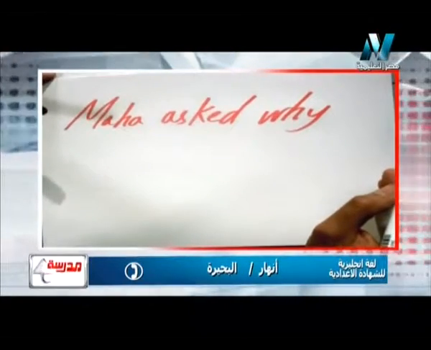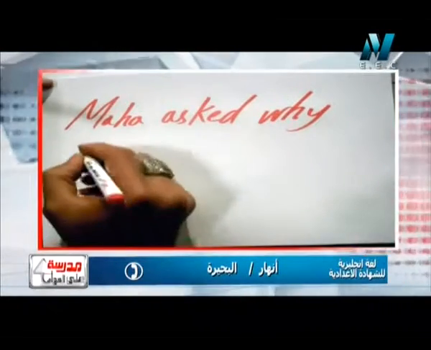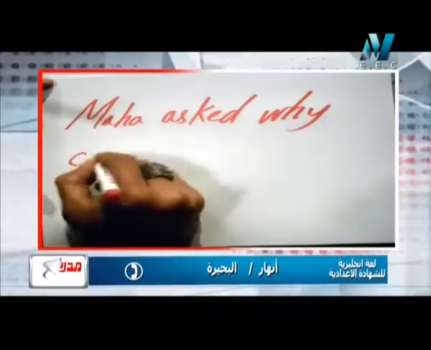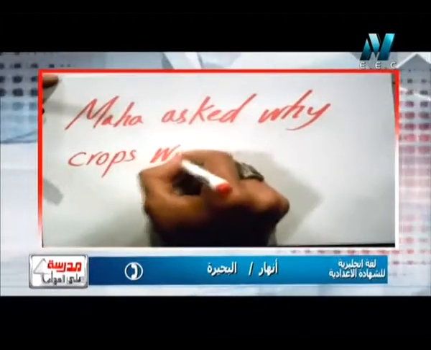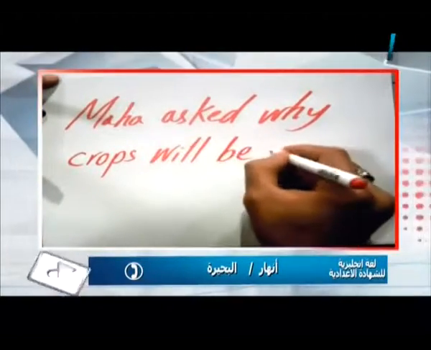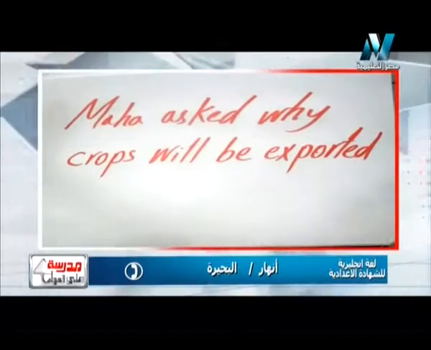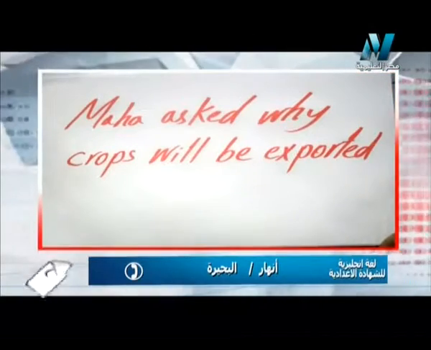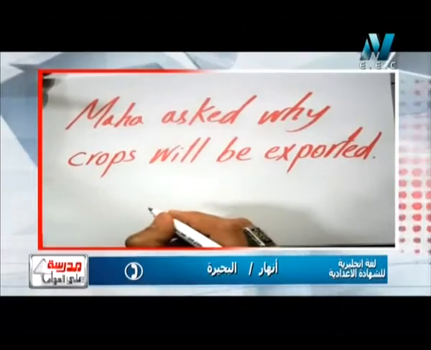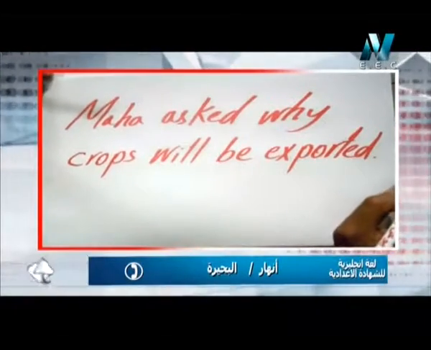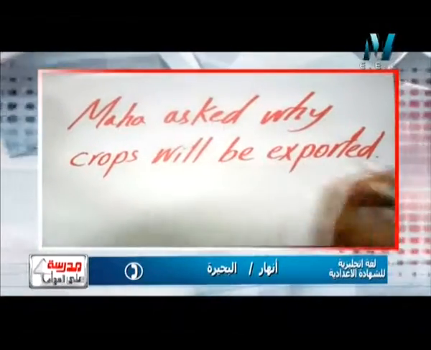Maha asked why crops will be exported. Why crops will be exported. Alright, what would you say? What would you say? Maha asked why crops will be exported.